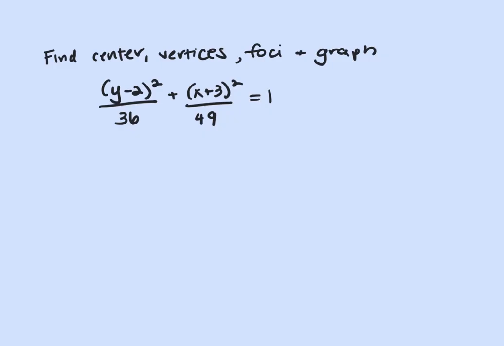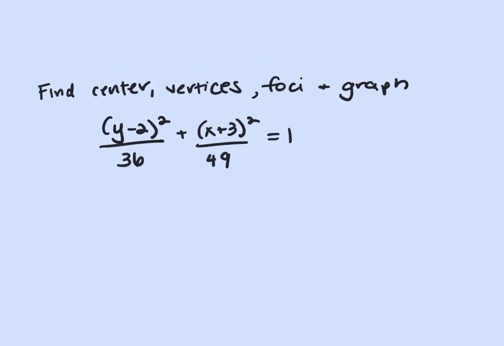So we're going to work out this example. It says to find the center, the vertices, foci, and graph. And when it says vertices, it means both vertices and co-vertices. A lot of the times the test will just say vertices, but it means both because you have to have both in order to make your oval.